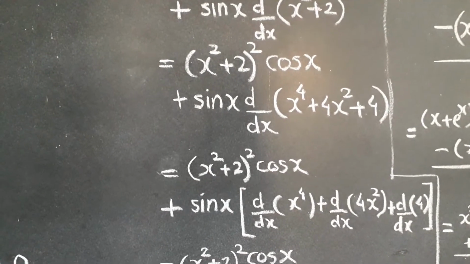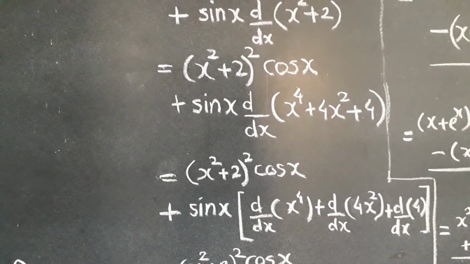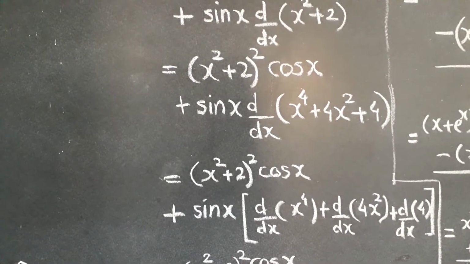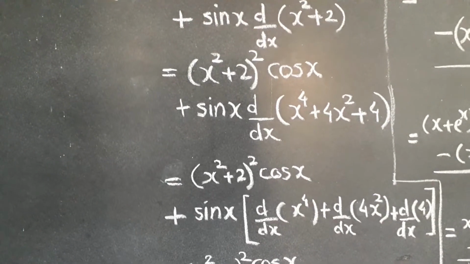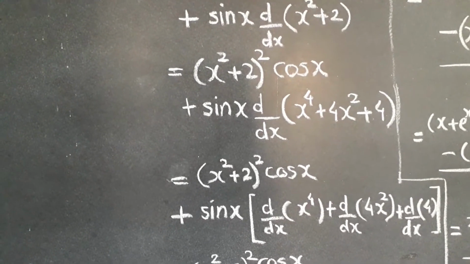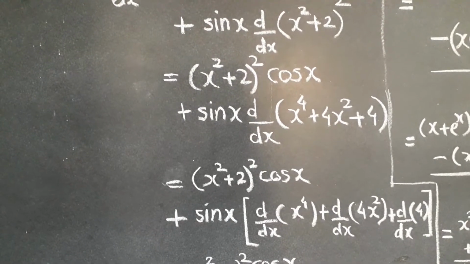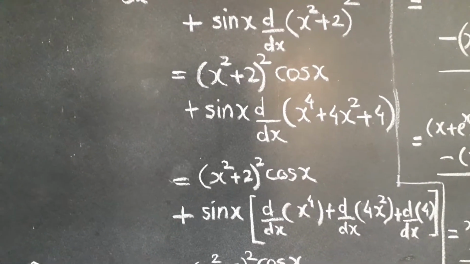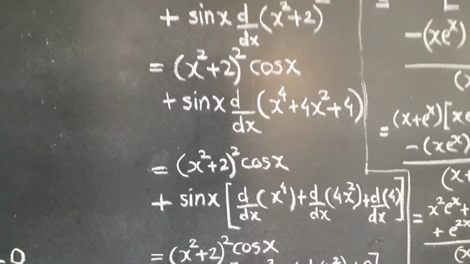In the second term, you can see, is there any multiplication? Yes, I can see that there is a constant coefficient. Just take out that constant coefficient outside the derivative and you will get 4 multiplied by d dx of x square, plus the derivative of the last bracket.